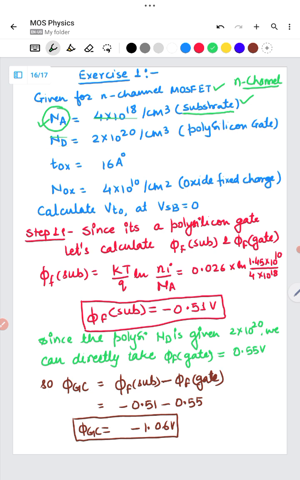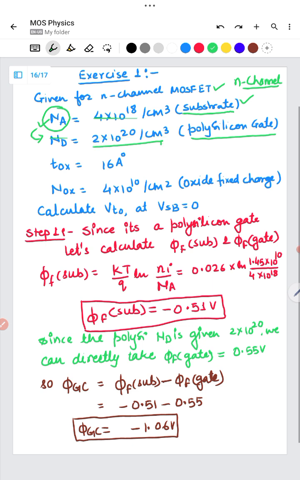ND, meaning as soon as both Na and Nd are given, you can immediately understand that it's a polysilicon gate. It's not a metal gate. You can immediately understand this. What is the density given? 2 into 10 to the power 20 per centimeter cube.